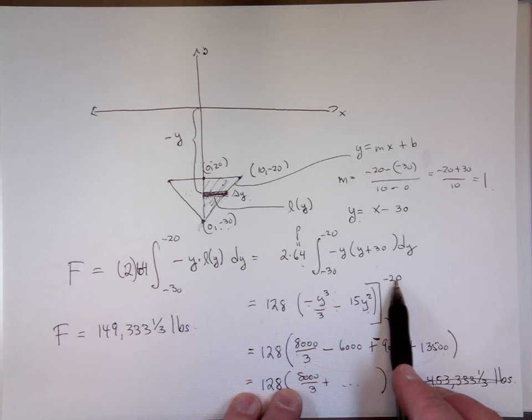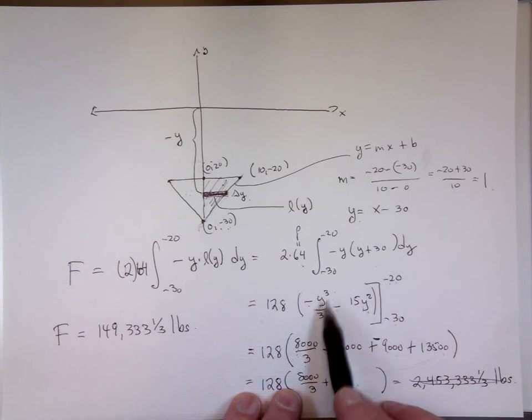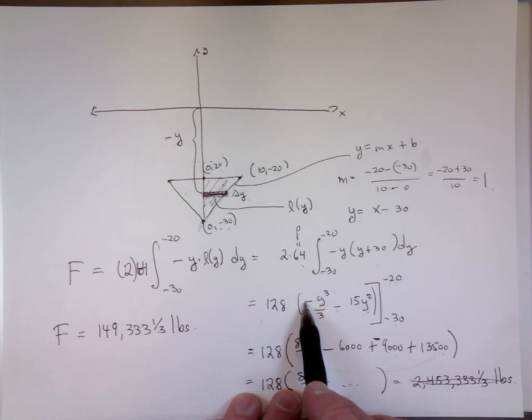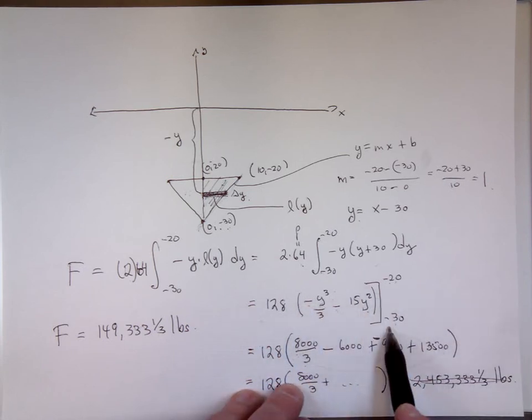But you've got a negative in front, and then when you do the negative 30, it's being subtracted, so these both turn into pluses. You just have to do the algebra. That's all there is to it.